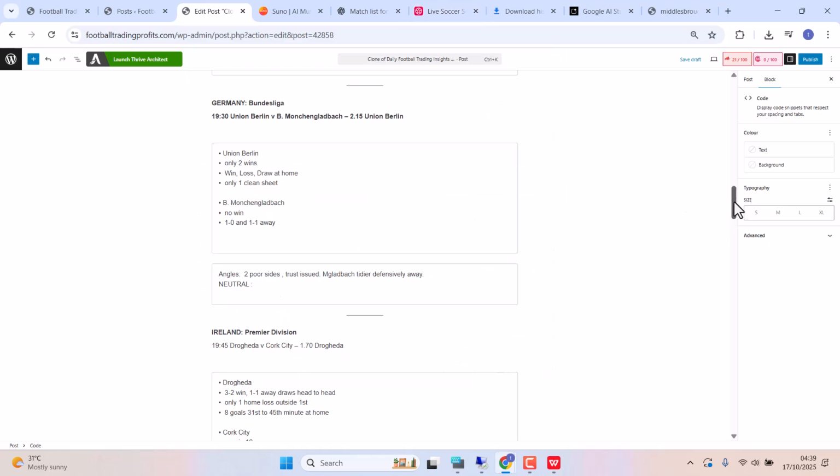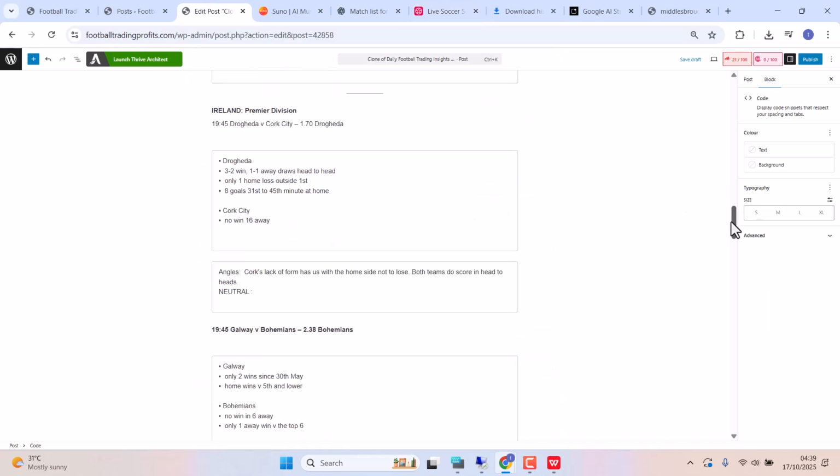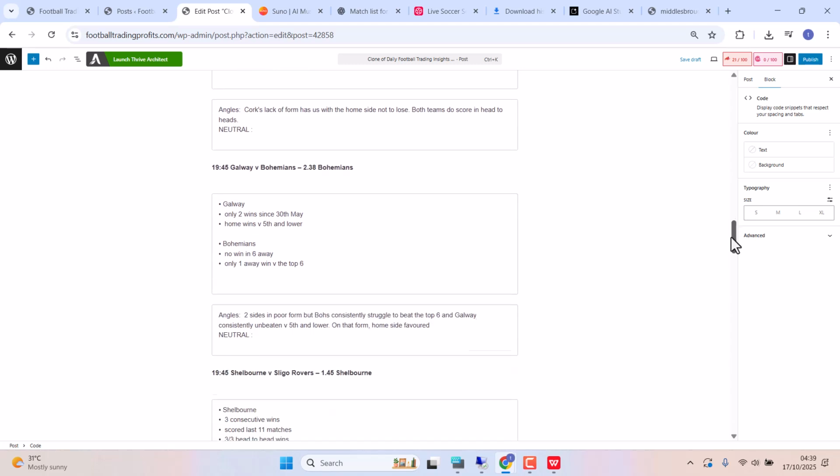Drogs are playing Cork City. Let's take a look at the form lines here. It looks like head-to-heads. Drogs are unbeaten, but both teams have tended to score. They are very quick finishers in the last 15 minutes of home matches, first half. So you might want to look at that if it's 0-0 after the half-hour mark. No win in 16 away for Cork City pretty much picks the Drogs, doesn't it?